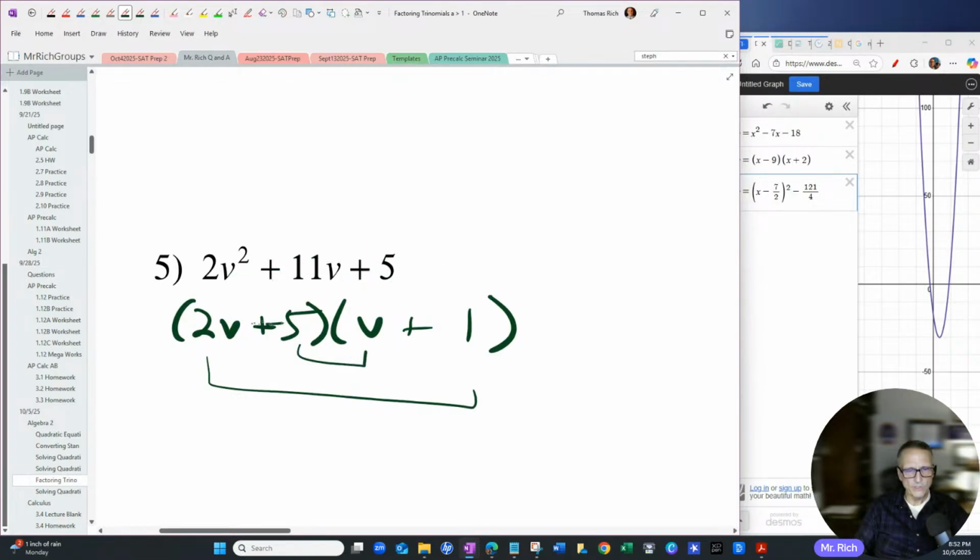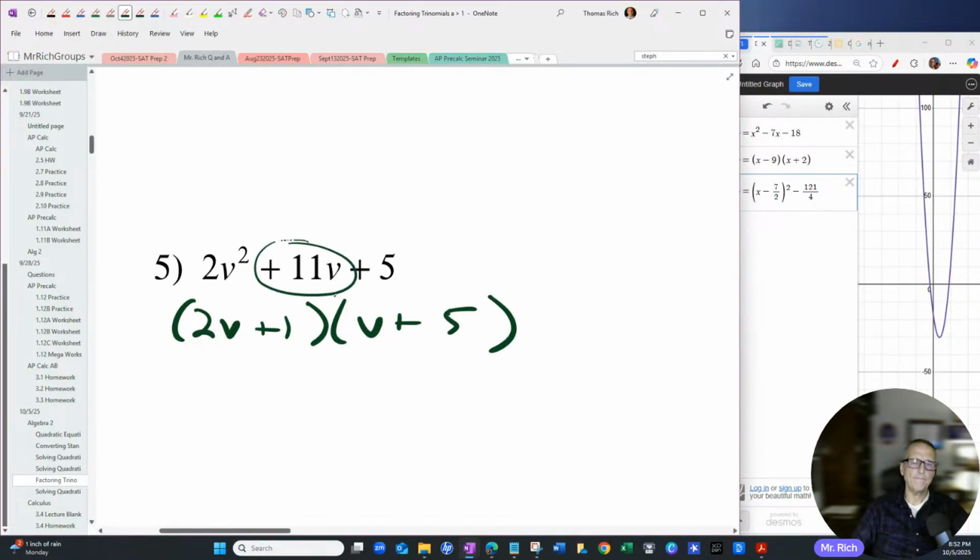So that doesn't work. So what I'm going to do is flip it around and put this as plus 5 and this one as plus 1. When you check your outer and inner products, the outer product is 10v. Inner product here, 1 times v is 1v. That does combine to give me 11v. And so I have the right factorization.